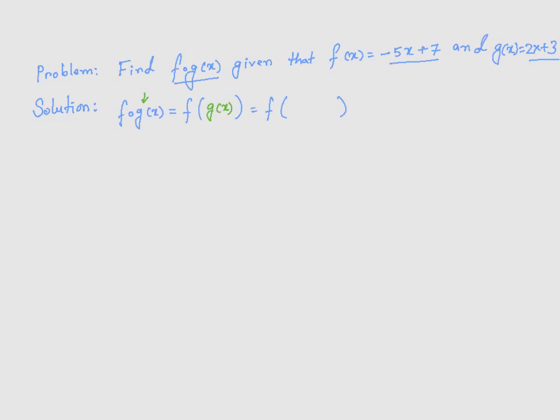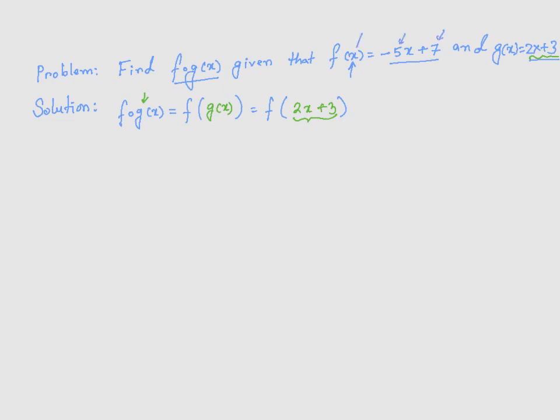So what is my g of x? My g of x is given to be 2x plus 3. So I am going to put 2x plus 3. Now this 2x plus 3 becomes the input to f. So f takes as an input x here in the definition, multiplies it by negative 5 and adds 7 to it.